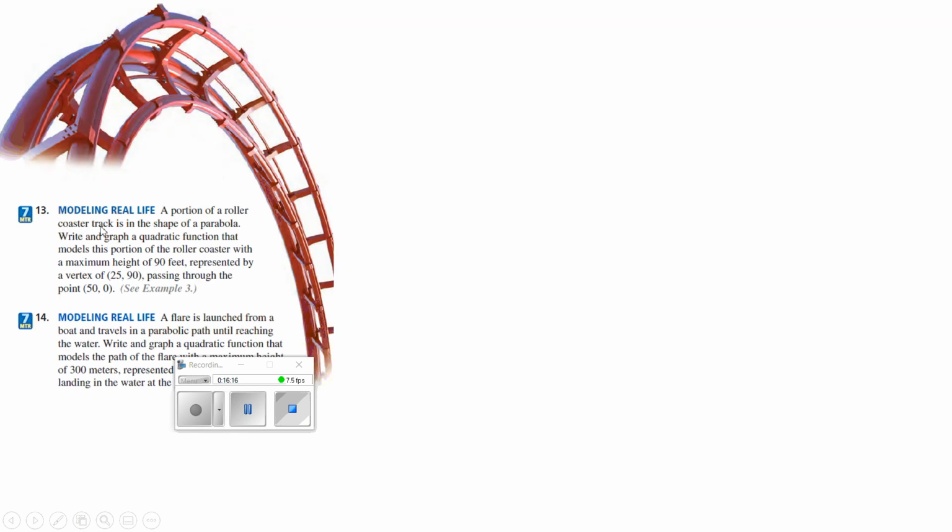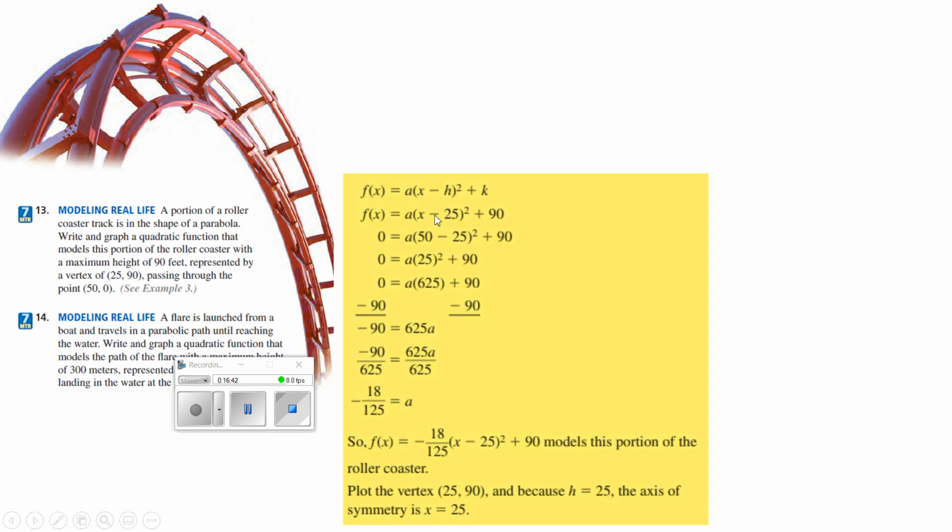The portion of the roller coaster track is in the shape of a parabola. All right, write the graph of a quadratic function that models this portion of the roller coaster with a maximum height of 90 feet represented by the vertex. So they gave us the vertex here, and it's passing through here. So that tells me right there, we're going to use the vertex form. X will be turned to negative 25, and then it'll be plus 90 at the end. So here's the negative 25, replacing, I'm sorry, it should have been h, not x. And then k will be 90.